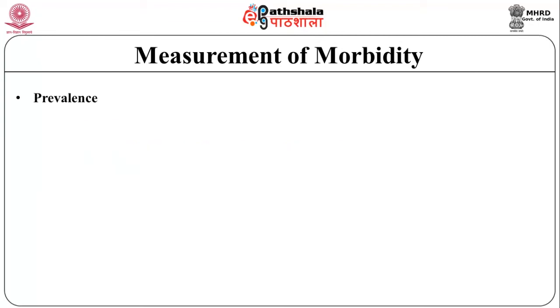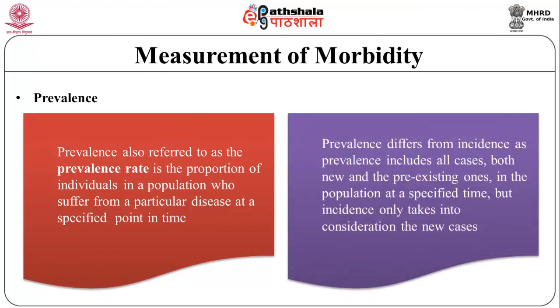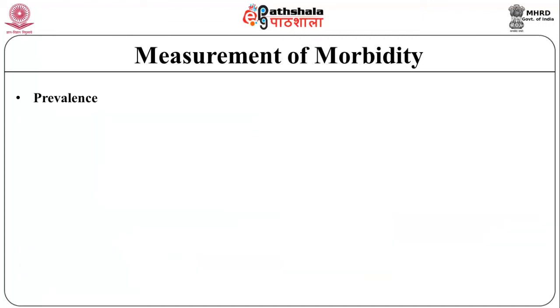Let us see what is prevalence. Prevalence, also referred to as the prevalence rate, is the proportion of individuals in a population who suffer from a particular disease at a specified point in time. Prevalence differs from incidence as prevalence includes all cases, both new and pre-existing ones in the population at a specified time, but incidence only takes into consideration the new cases.